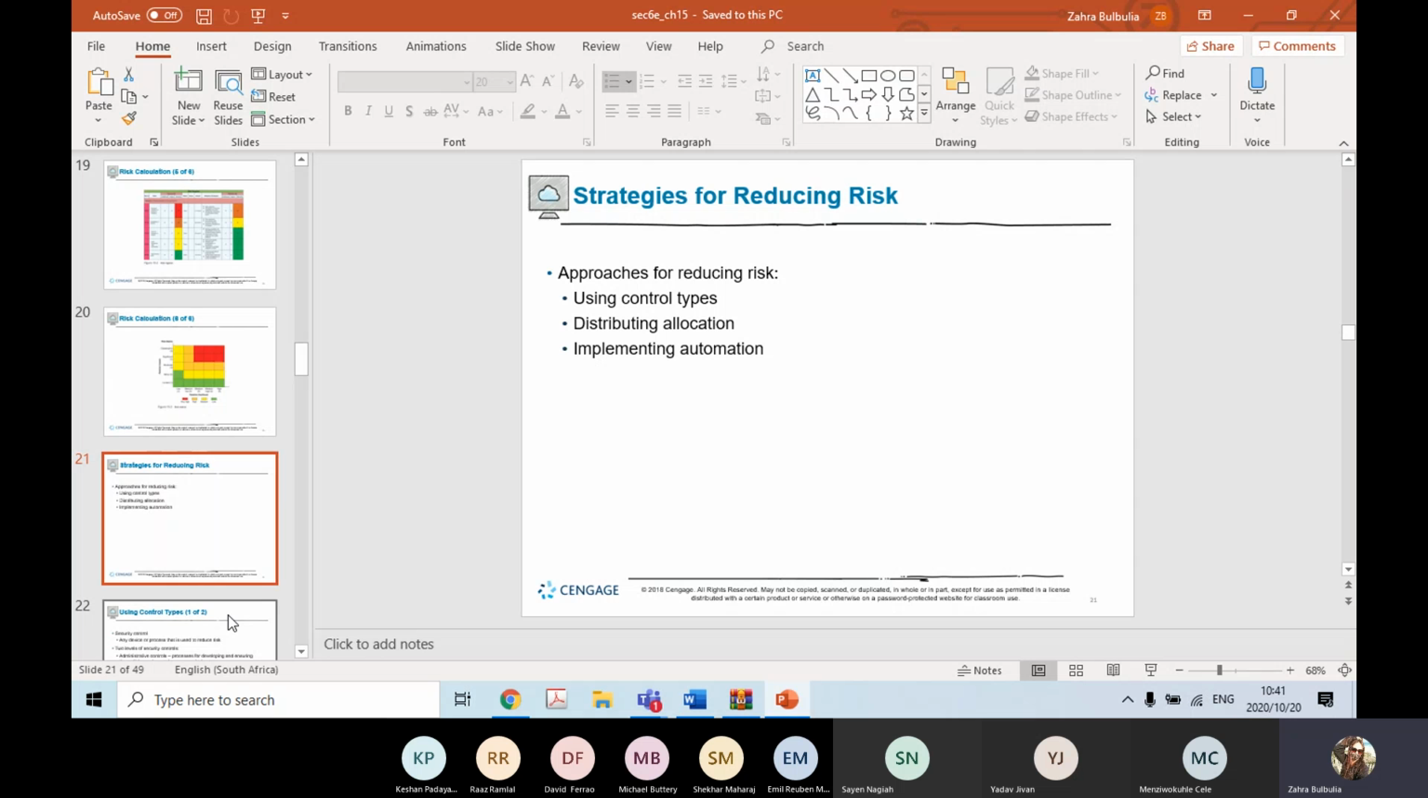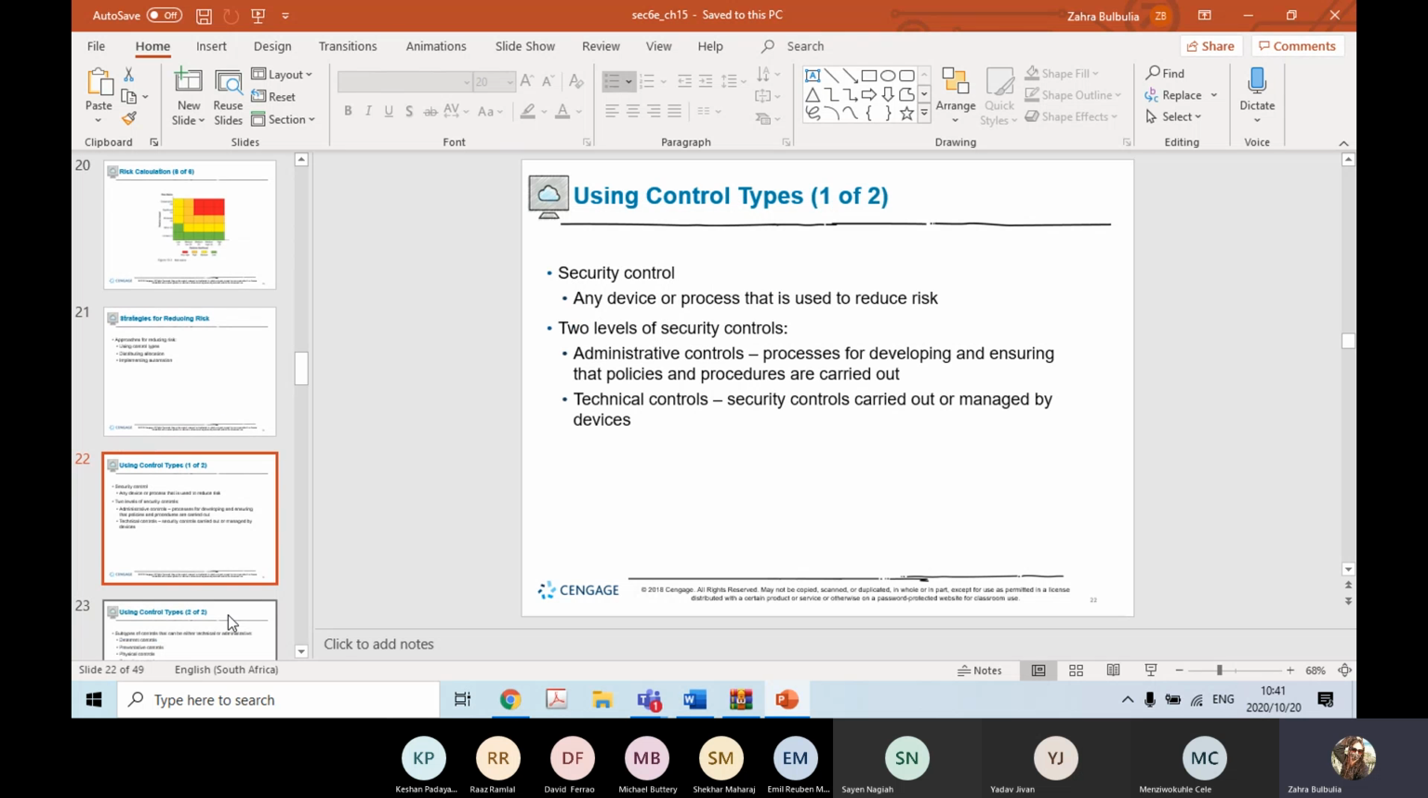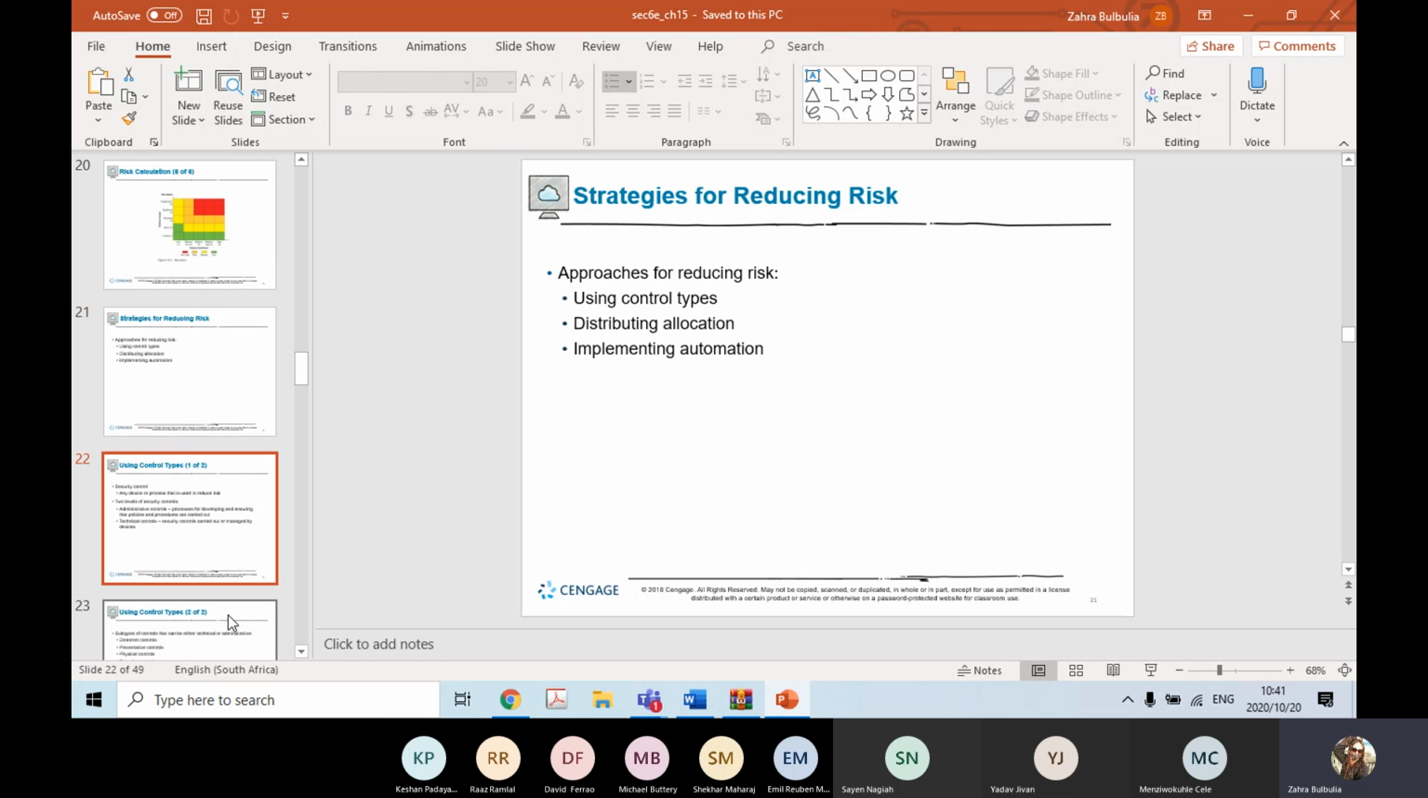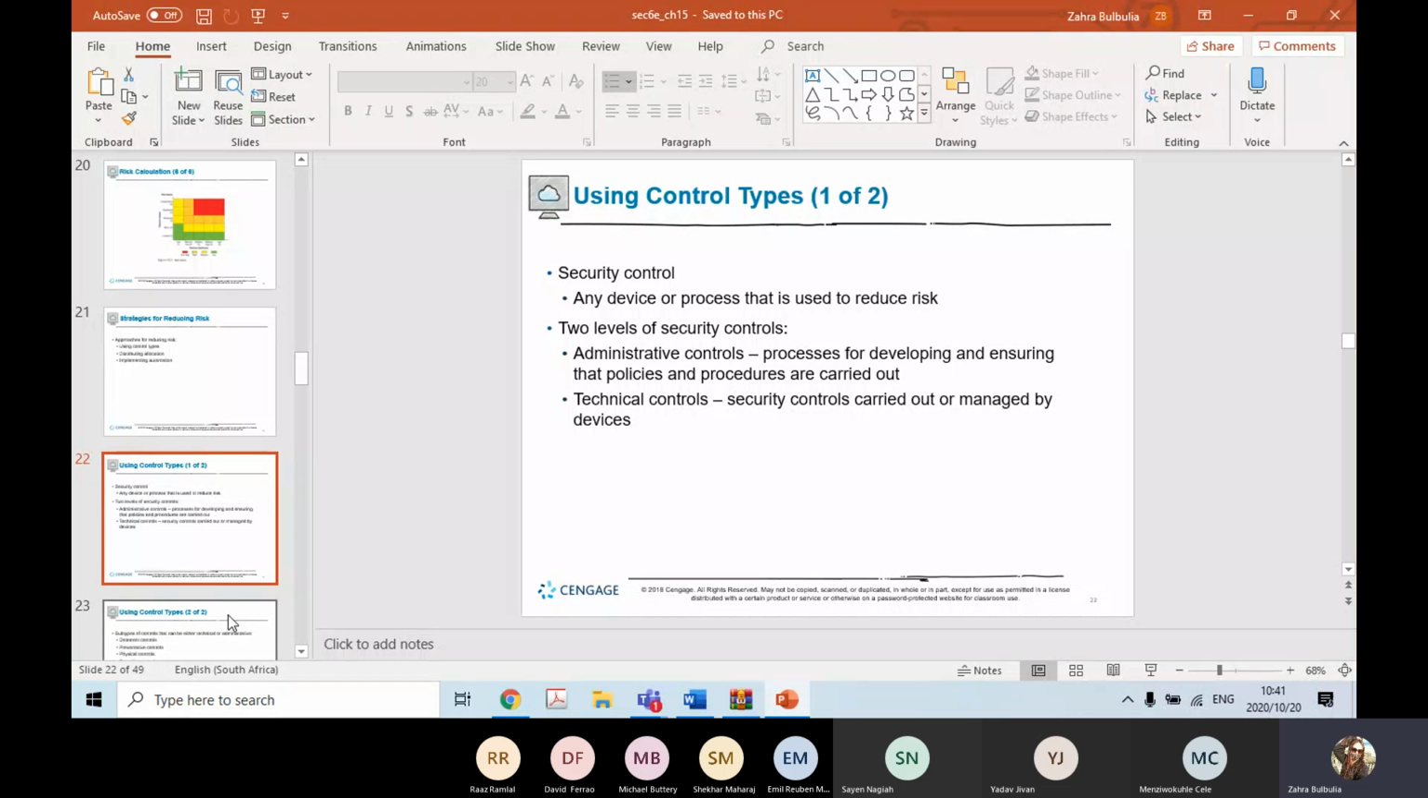Approaches of reducing risk. How do we reduce this? Well, there's many ways. We use control types, distribute allocations, or implement automation. So when we use control types, we use security controls. So we can use administrative controls, processes for developing and ensuring that policies and procedures are carried out, or technical controls. And these are security controls carried out or managed by devices.